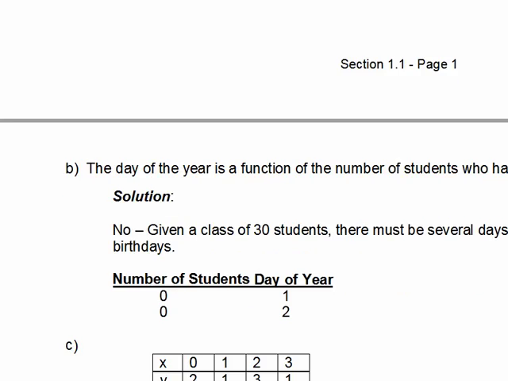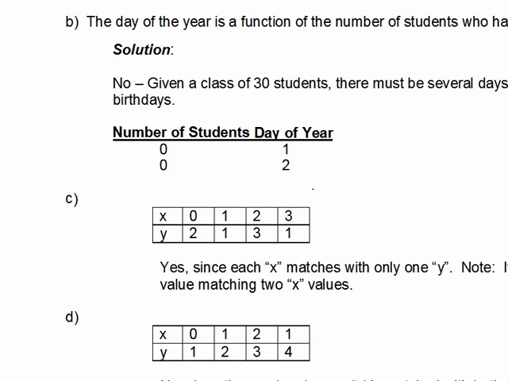Second example. The day of the year is a function of the number of students who have that day as their birthday. Now, notice the way I said this. I actually made the number of students be the input and the day of the year as the output. So I said it in a way that might appear backwards to your normal thinking. So our input's the number of students, the output's the day of the year.